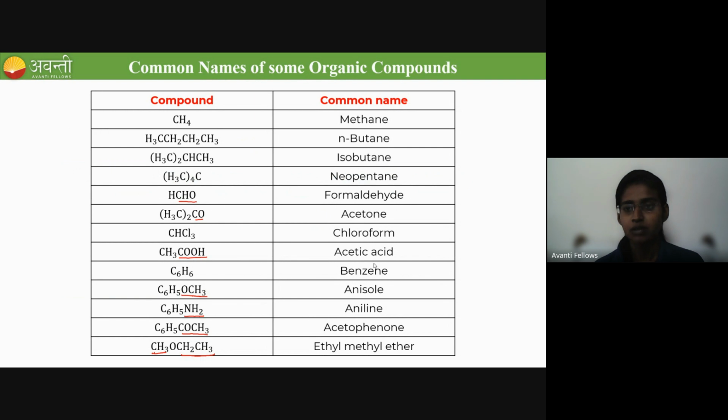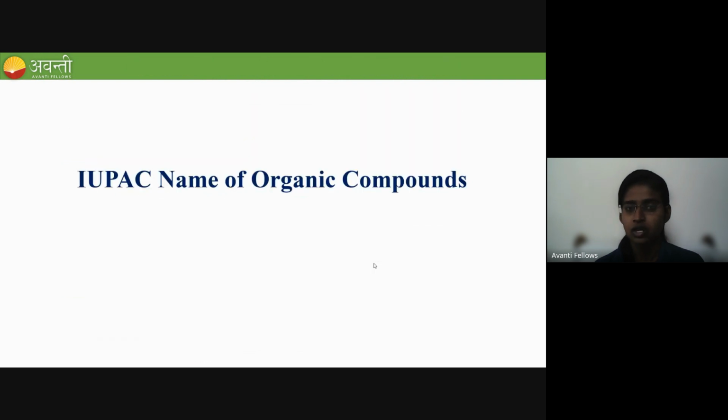Then coming to the IUPAC name of organic compound. So what is the full form of IUPAC? It is International Union of Pure and Applied Chemistry. Right, International Union of Pure and Applied Chemistry. So this particular institution, they have come up with some rules to name an organic compound.